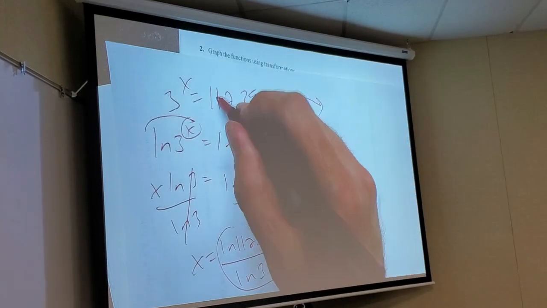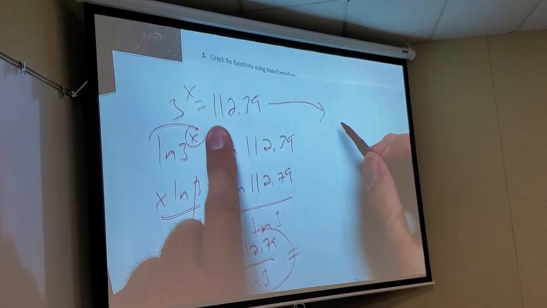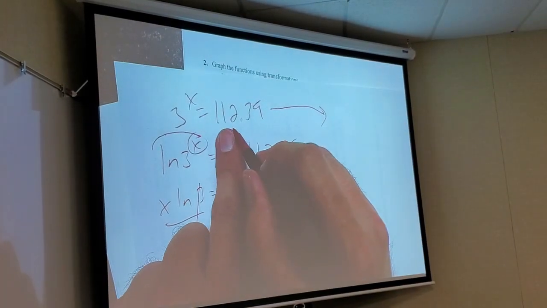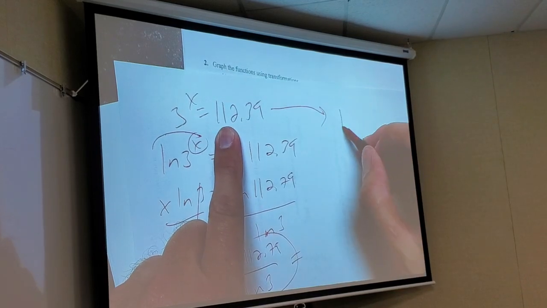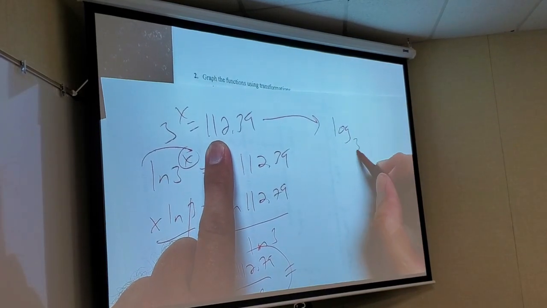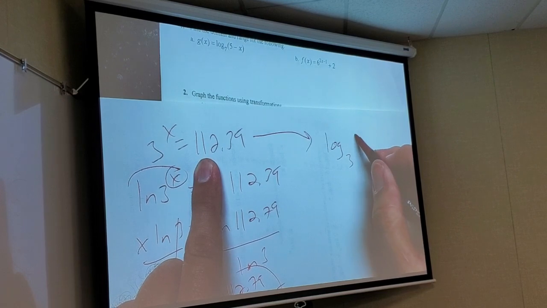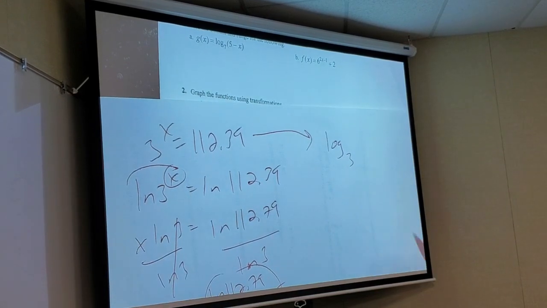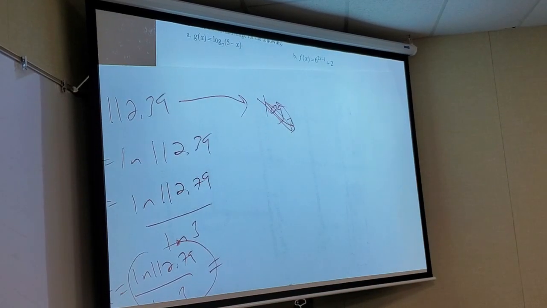How do I rewrite that in logarithmic form? What if that was my only question, rewrite this in logarithmic form? Log base 3 to the... Not to the. Guys, really quick.